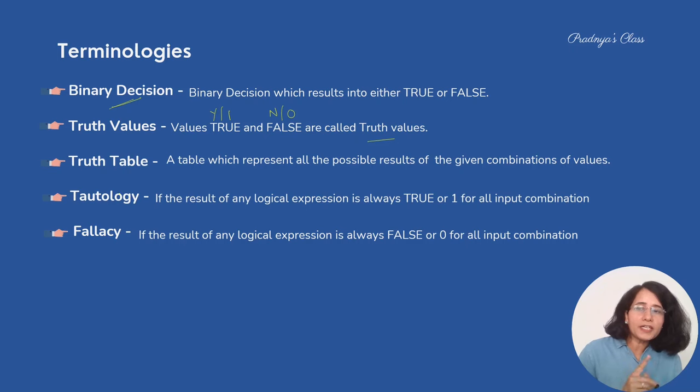The next term we have to understand is truth table. Here we have the different combinations for the different variables and we will get certain results. So it is a table which represents all the combinations and the possible results for those combinations. When we are working on any logical expression and the result is always true, it is called a tautology, and the reverse of it is fallacy. When we are evaluating any logical expression and the result is always zero or false, then it is called a fallacy.